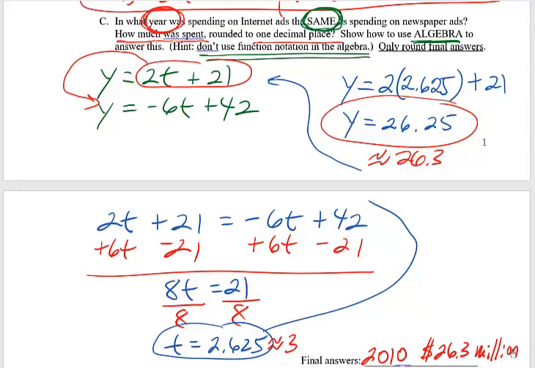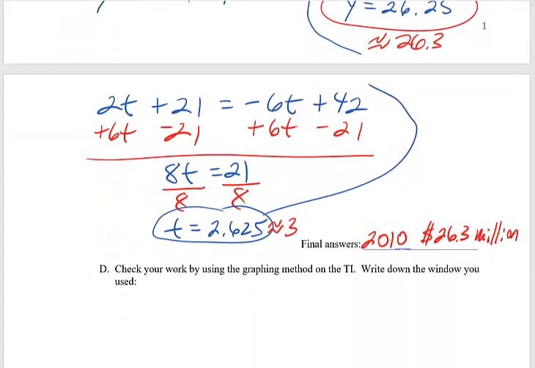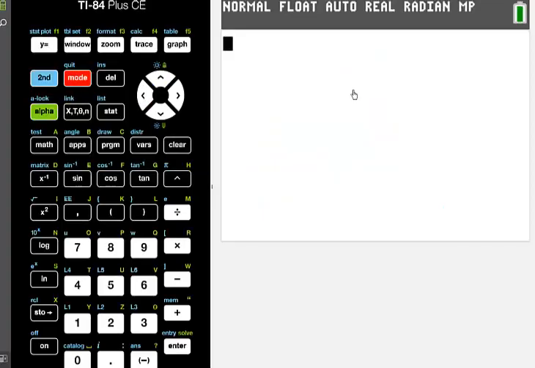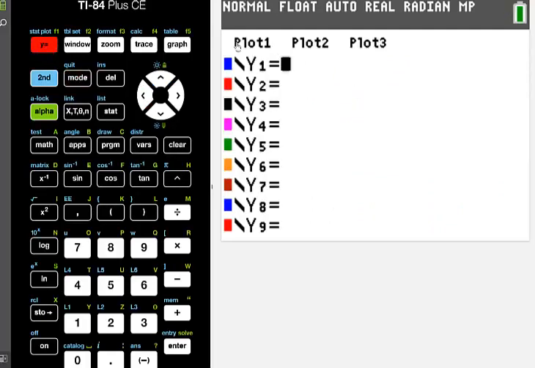Don't forget the million. That's important. Okay, the last thing we want to do is see if we can check this quickly using the graphing method on the calculator. So let's move over to the calculator. Okay, so for the graphing method, I need to go to the y equals area. I need to make sure my plot is turned off. It is, because we're not doing a scattergram here. And I need to type in my two equations. Remember, you have to use x instead of t, so let's go ahead and put those in.